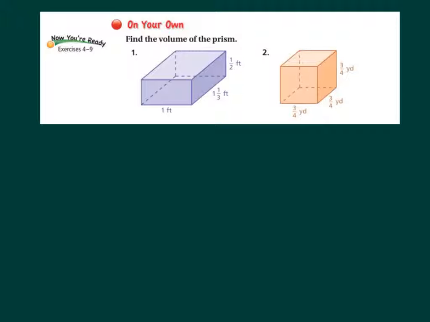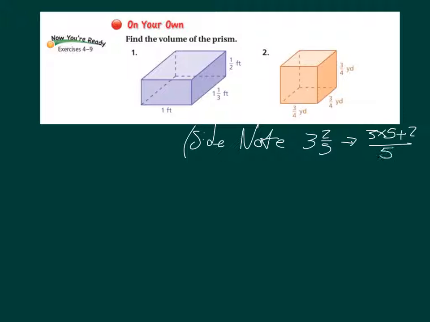So now what I'd like you guys to do is go ahead and find the volume of these two figures. One thing that I will kind of side note here, if you are given a mixed number, such as 3 and 2/5, turn your mixed numbers into an improper fraction. So 3 times 5 plus 2 over 5. So I would turn 3 and 2/5 into, let's see, 17 over 5. And then multiply it. Again, you don't have 3 and 2/5, but you do have 1 and 1/3. Change that into an improper fraction. Go ahead and find the volume, guys. Pause the video.